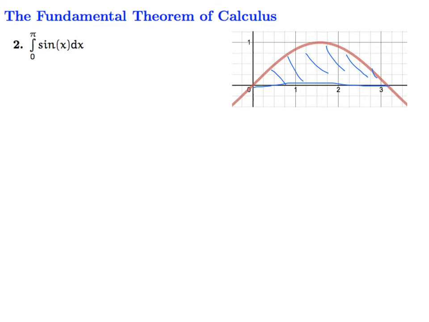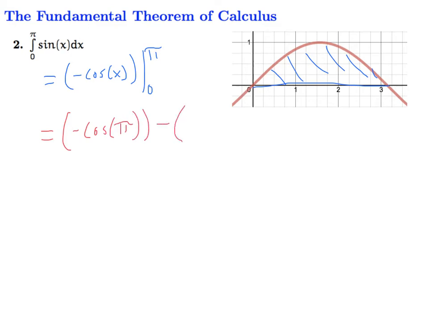Well, the first step is we need to find an antiderivative, and we know that the antiderivative of sine is going to be negative cosine, because if we take the derivative of negative cosine, we're going to get sine. And so now we need to substitute in our bounds. So we take negative cosine of pi minus the negative cosine of 0.